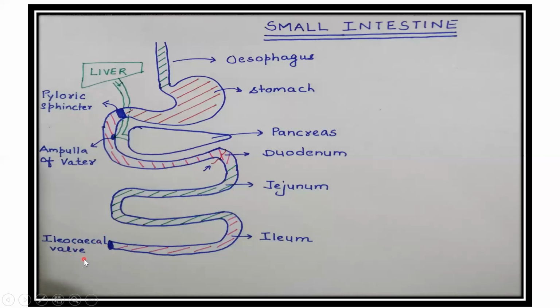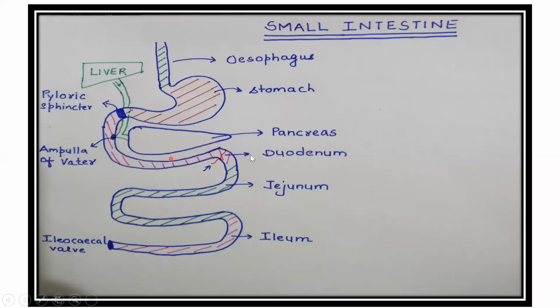Cecum is the part of the large intestine that is connected to this ileocecal valve. So once again, the small intestine extends from the pyloric sphincter of the stomach to the ileocecal valve. The small intestine is a long convoluted tubule that extends up to 6 to 7 meters. This is a diagrammatic representation, so obviously it is way shorter. However, the actual length of the small intestine is 6 to 7 meters.